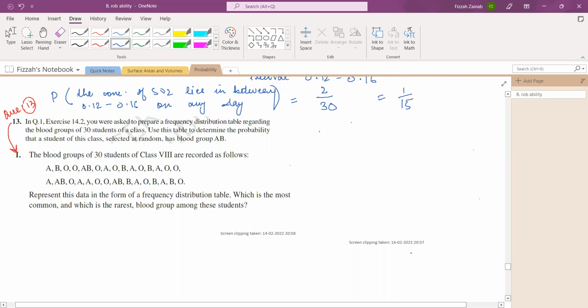Okay, next question number 13. It is saying that in question 1, you were asked to prepare a frequency distribution table regarding the blood group of 30 students, right? Now use this table to determine the probability that a student of this class selected at random has blood group AB.